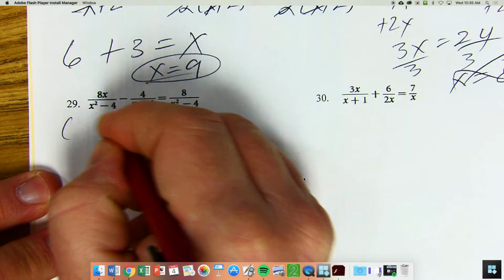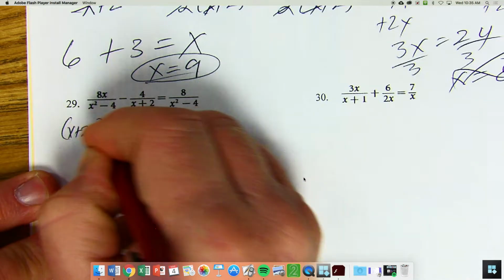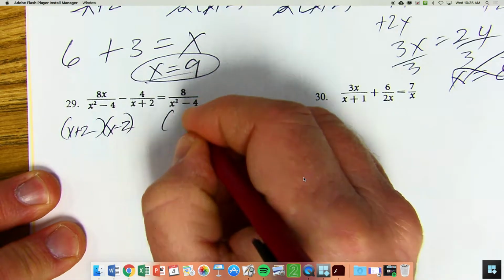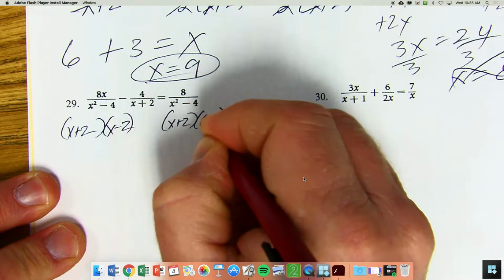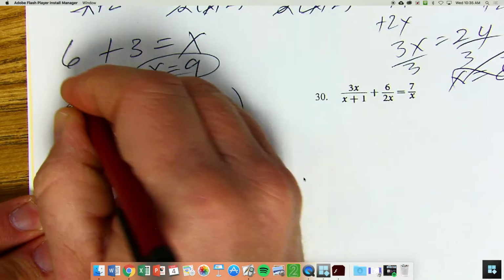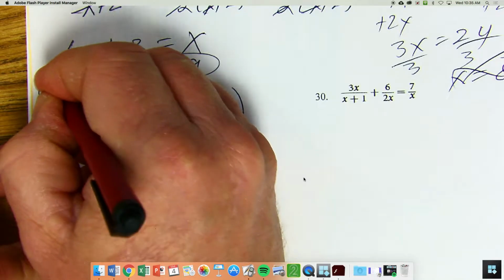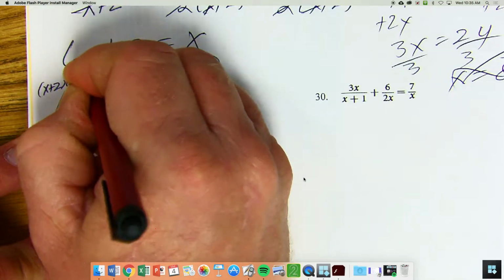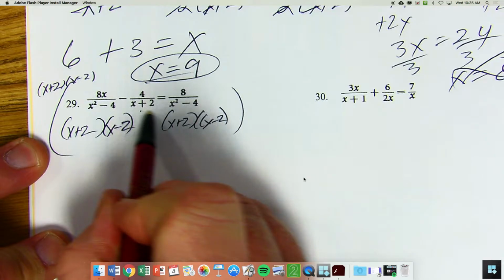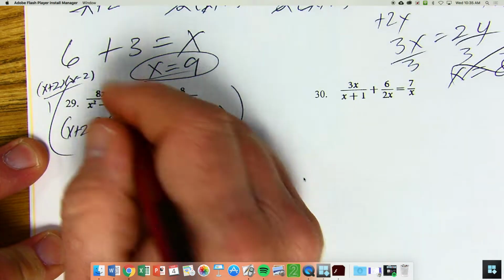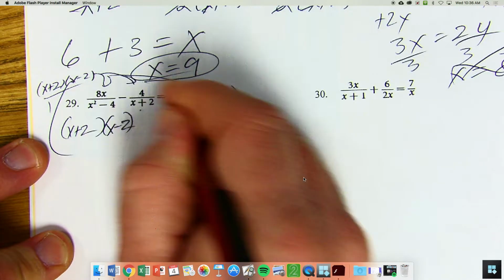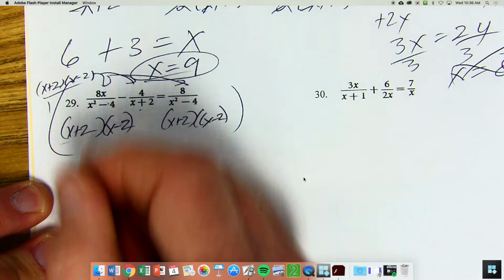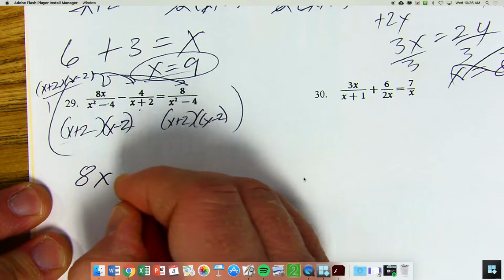So here we go. x plus 2, x minus 2, x plus 2, x minus 2. And multiply by everything you're dividing by, which is x plus 2 and x minus 2. And it only happens once in all. So there you go. You're going to bring it here, here, and here. When you bring it here, these guys go away, leaving you with just 8x.